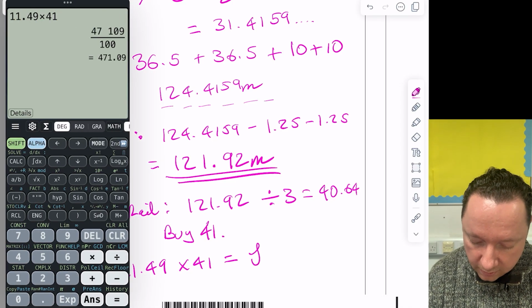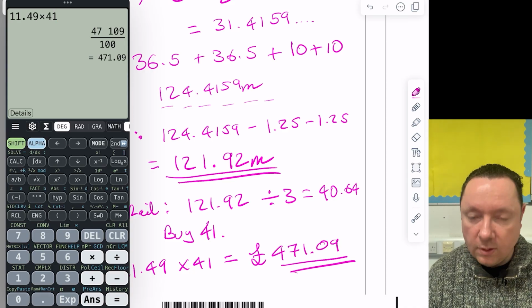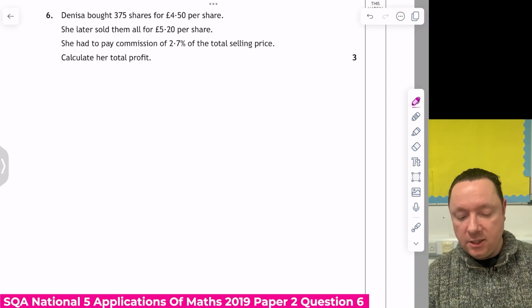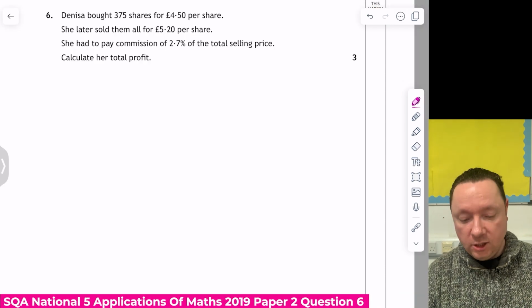And that gives me £471.09. And we're done there. Let's go on to Answer 5, Application of Maths 2019, Paper 2, Question 6.